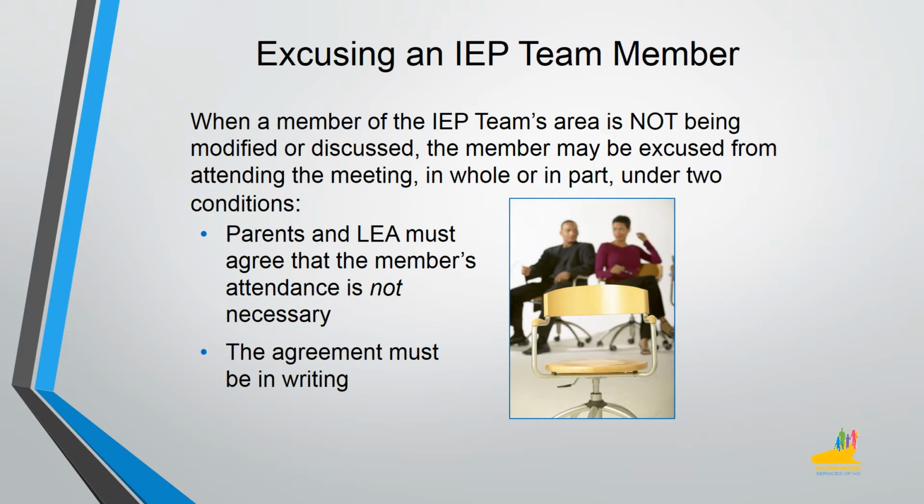The IDEA regulations define two situations regarding excusal of a required IEP team member. The first situation involves a required IEP team member whose area is not being modified or discussed at the IEP meeting. This member is not required to attend an IEP team meeting in whole or in part if the parent of the child and the public agency agree in writing that the attendance of the member is not necessary.